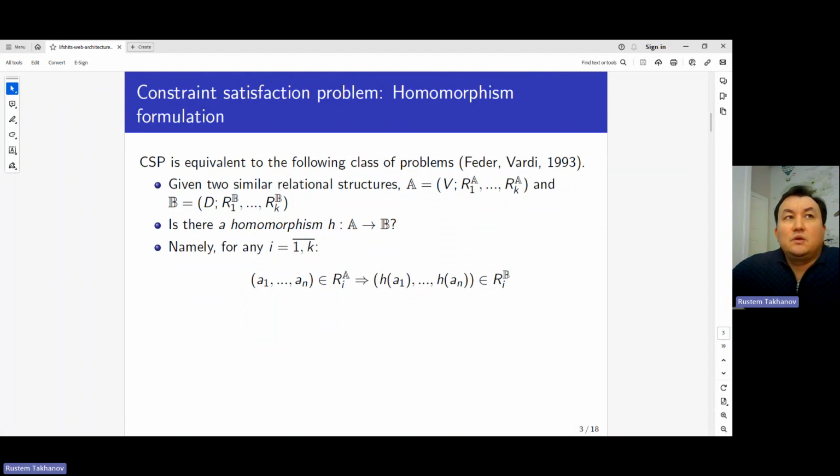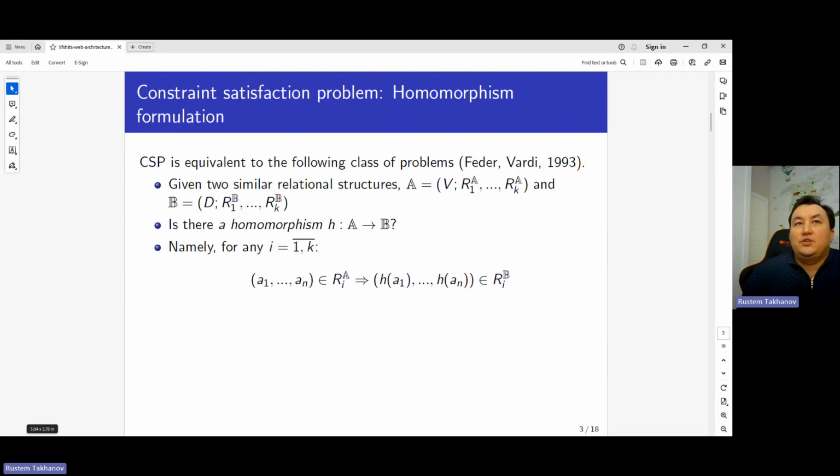which is the so-called homomorphism problem. In the homomorphism formulation, we are just given two finite relational structures, and we have to find a homomorphism from the first structure to the second one, from A to B. Just a reminder, a finite relational structure means a domain together with some number of relations on that domain. And of course, for the notion of a homomorphism to be defined, these two relational structures should be similar, which means that the arity of corresponding relations should be the same.